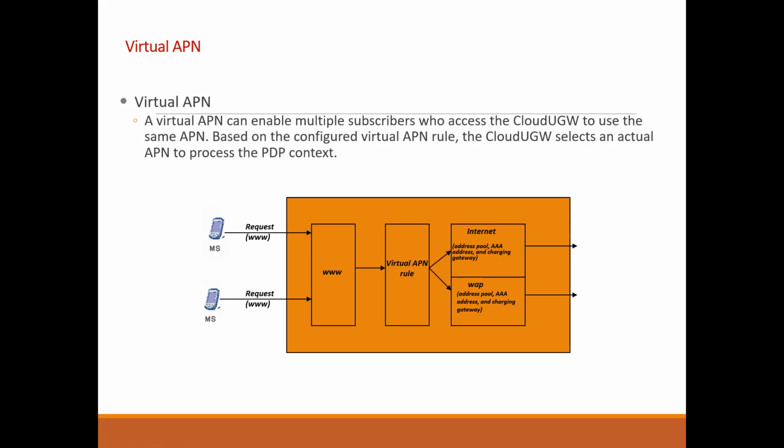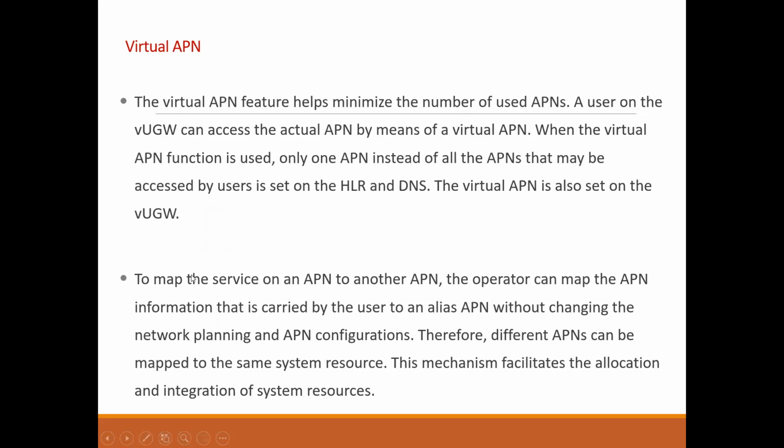Okay. Or for example, you have multiple operators, you have national roaming available, or you have hosting available. In that case as well, you can utilize this functionality of a virtual APN to map a single APN to multiple APNs based on what sort of service you need to assign to a specific user. Okay. To map the service of an APN to another APN, they can map the APN that is carried by the user to an alias APN without changing the network planning and APN configuration. Okay. So the different APNs can be mapped to the same APN, and the mechanism facilitates the allocation and integration of different sources.